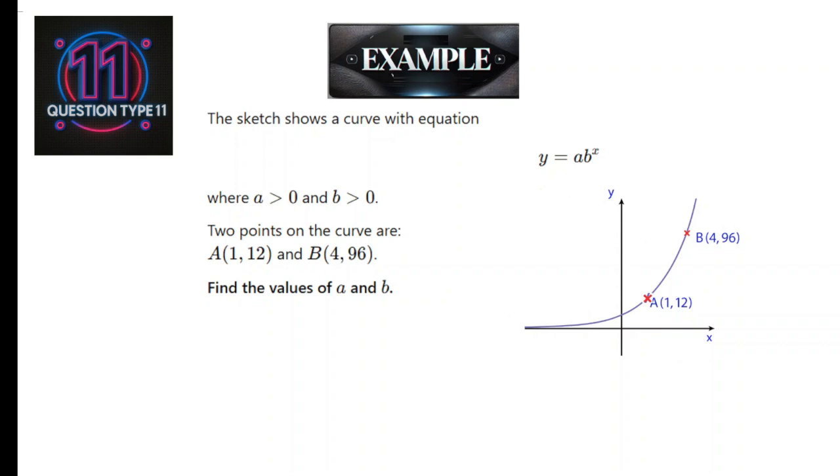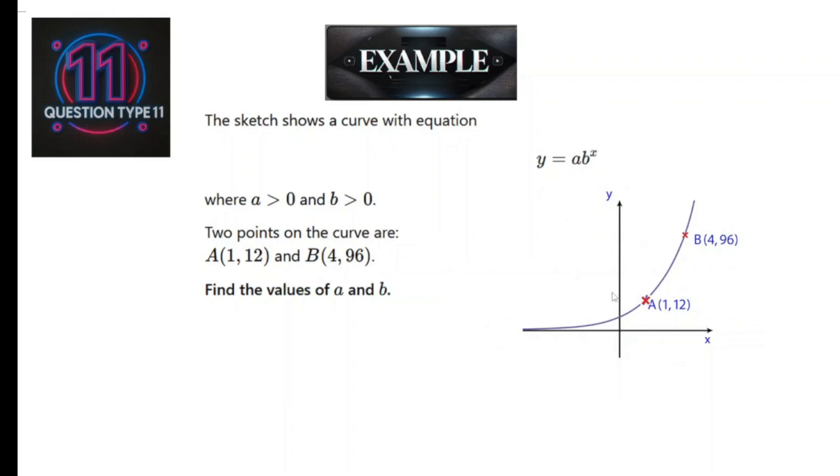The sketch shows a curve with equation y is equal to ab to the power of x, where both a and b are more than 0, positive values. Two points on the curve are (1, 12) and (4, 96). So find the values of a and b. I have seen this multiple times in GCSE past papers. So let's see how to do this.